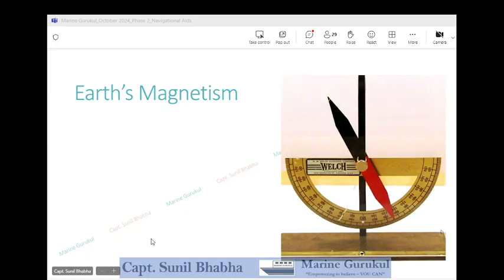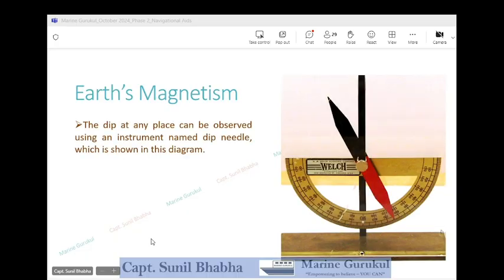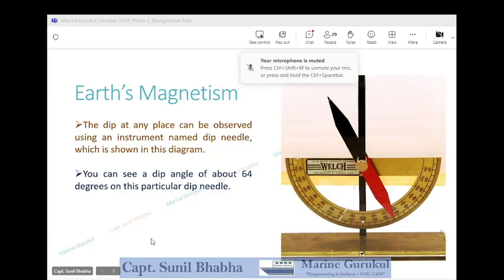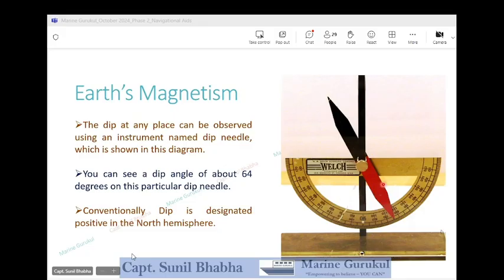Now this dip angle can be measured using an instrument which is known as the dip meter. The dip at any place can be observed using an instrument named as the dip meter or a dip needle, which you can see in the diagram. In this dip needle, we have a magnetic needle, and this magnetic needle is free to swing in a vertical plane. There is an axis or swivel at the center here, and this magnetic needle is free to swing or move in the vertical plane.